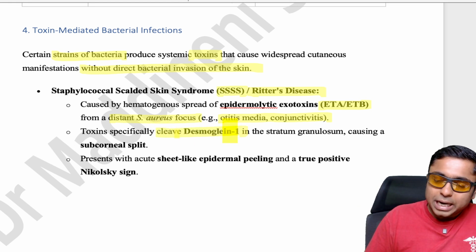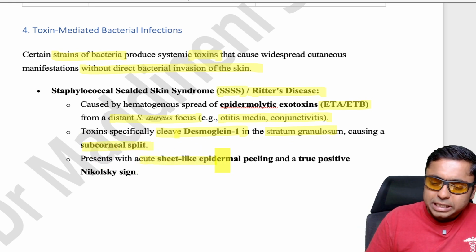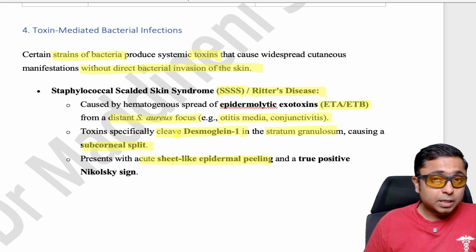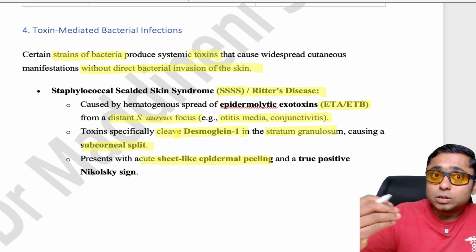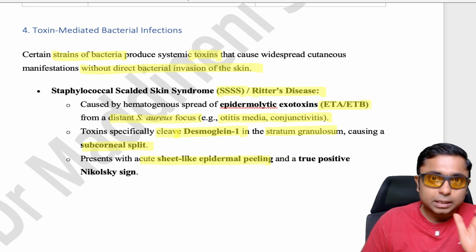They are going to cleave the desmoglein 1, which is present in the stratum granulosum, producing a subcorneal split, and it's going to produce sheet-like epidermal peeling. Very important term to remember. Another disease can also produce this sheet-like epidermal peeling. What is that? Yes, it is toxic epidermal necrolysis.